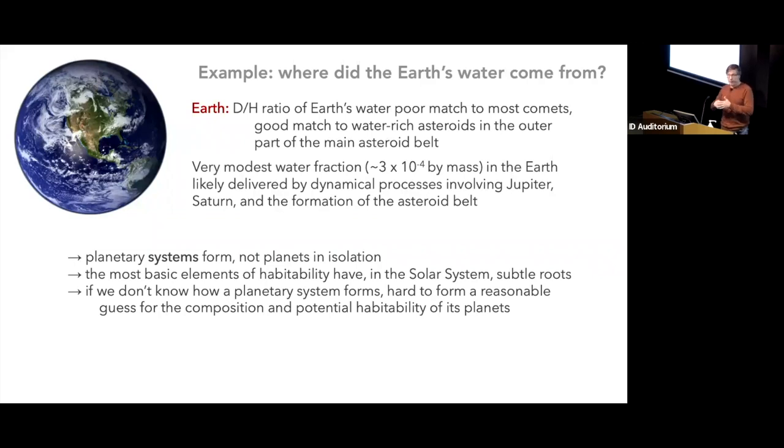Another issue is that the most basic things about habitability for the Earth, at least in the case of the Earth in the solar system, are actually quite subtle and non-obvious, right? So it's not just the case of how far you are from the star determines what sort of water content you would have for the planet. And if you don't know how a planetary system forms, you don't know about asteroid belts and Jupiters and Saturns and things like that, it's actually quite hard to make even a reasonable guess about what the composition, what the atmosphere, ultimately what the habitability of a planet would look like. Okay, so there are some cautionary lessons from this basic piece of solar system physics.